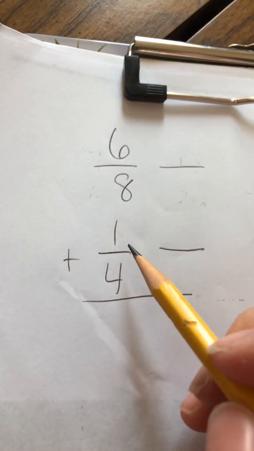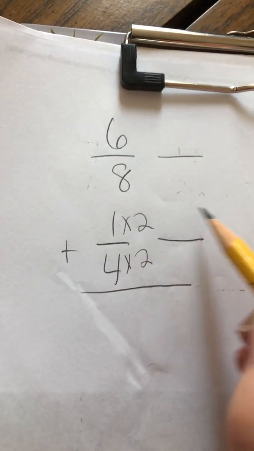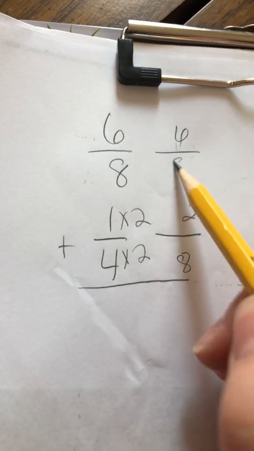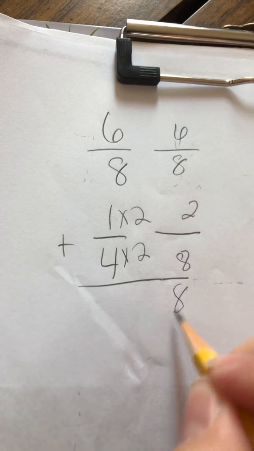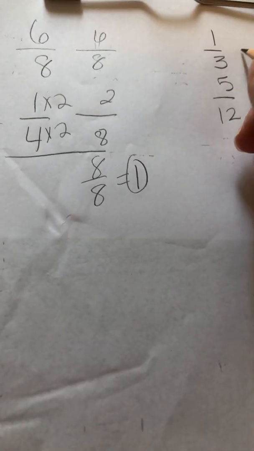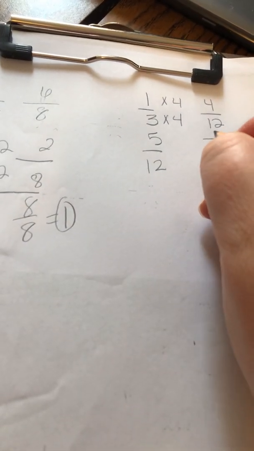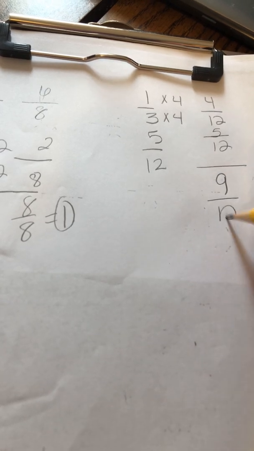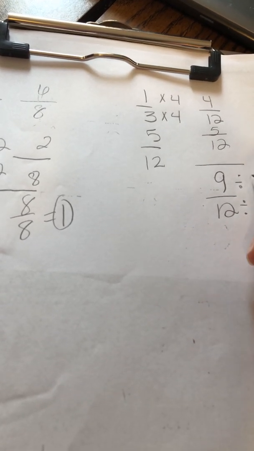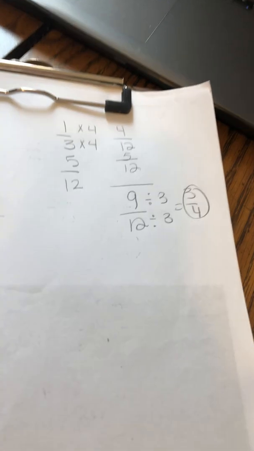So here I have 6/8 plus 1/4. I'm going to change my 4 to an 8 by multiplying by 2. So I have 2/8 plus 6/8. 6 plus 2 is 8/8 equals 1 whole again. All right, 1/3 plus 5/12. I'm going to change my 3 and then get 4/12. And then I'm keeping 5/12. I have 9/12. 9/12 has 3 in common. 3/4 is the final answer.